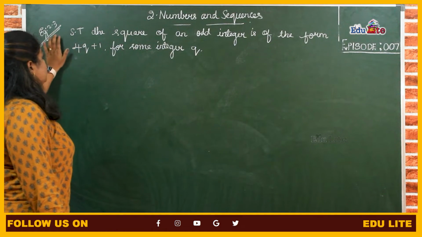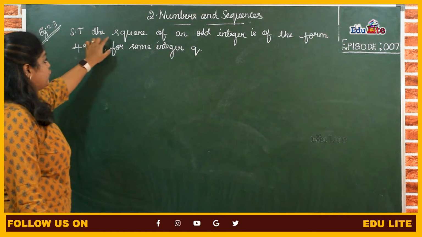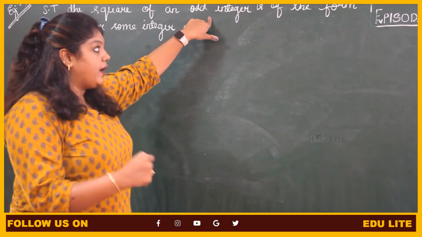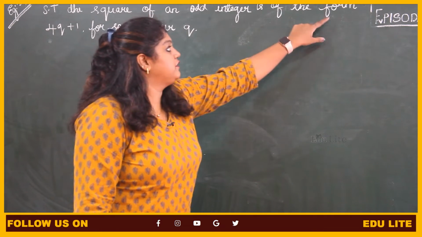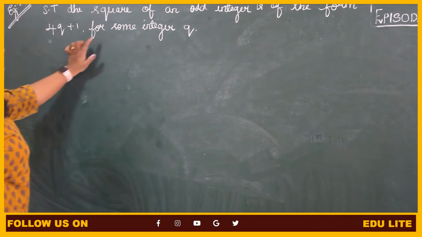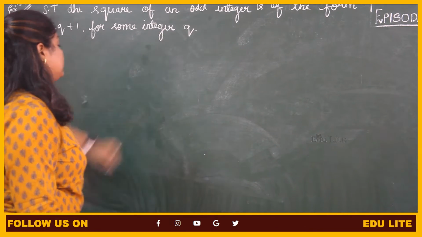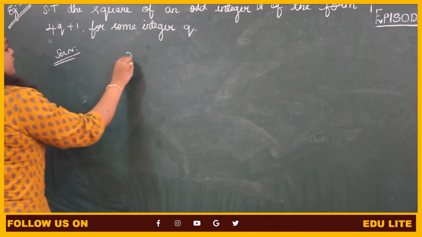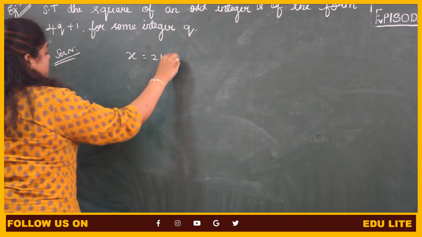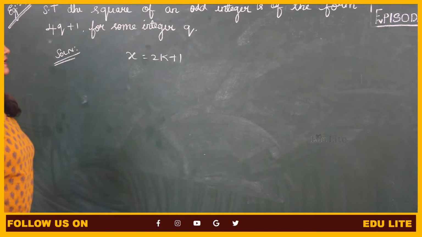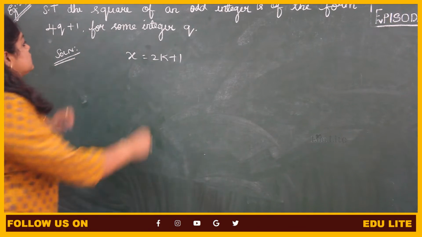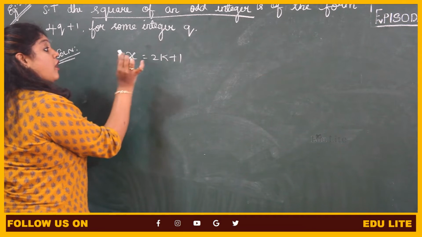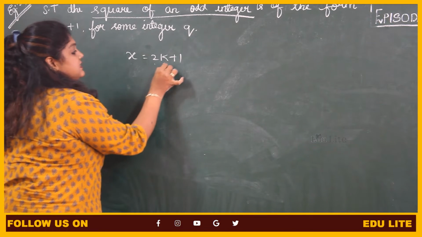Okay. Example 2.3. What we have to do is show that the square of an odd integer is of the form 4q plus 1 for some integer q. We need to show this. So first I will consider x equals 2k plus 1. Why am I considering 2k plus 1? We have to show that the square of an odd integer, so I am considering some odd integer x as 2k plus 1.